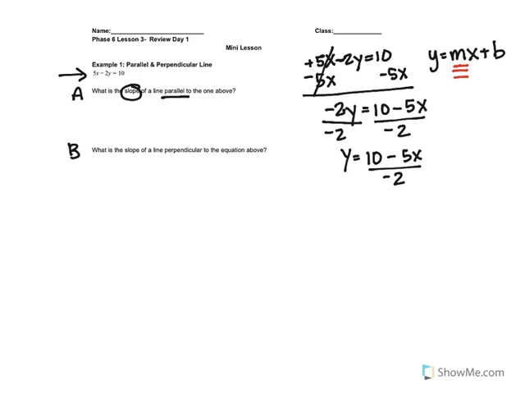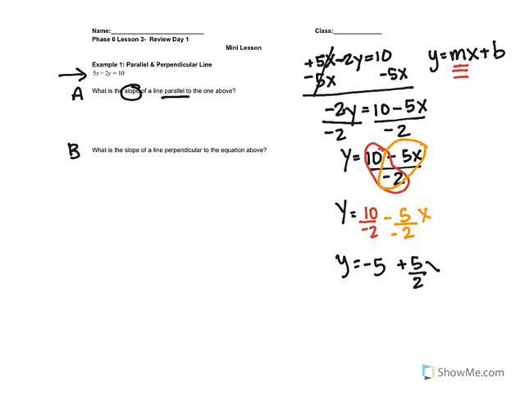However, in order to be able to compare slopes, or even just to identify slopes, I cannot use this fraction with multiple things on the top. I have to actually break this up into smaller fractions. So I have y equals, first I do 10 over negative 2, and then I do negative 5x over negative 2. And if I simplify that, well, 10 divided by negative 2 is just negative 5, and negative 5 divided by negative 2, negative divided by negative is going to give me a positive 5 over 2 x.